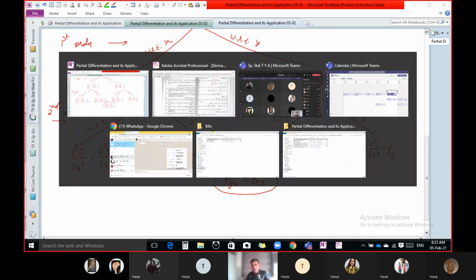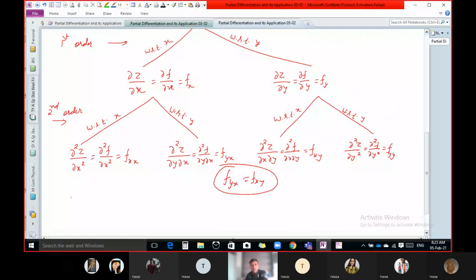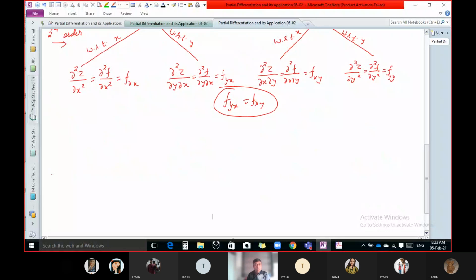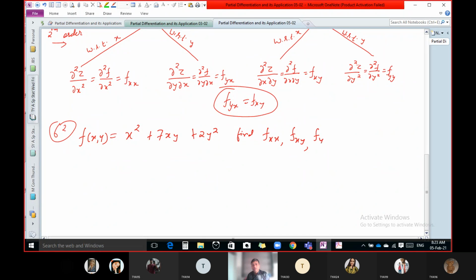Okay, so let us repeat this question number 62. The question is z, or you can say f, a function of x and y. It is x square plus 7xy plus 2y square. And the question is to find fxx, fxy, fyx, fyy. So let us start. How to find the answer?